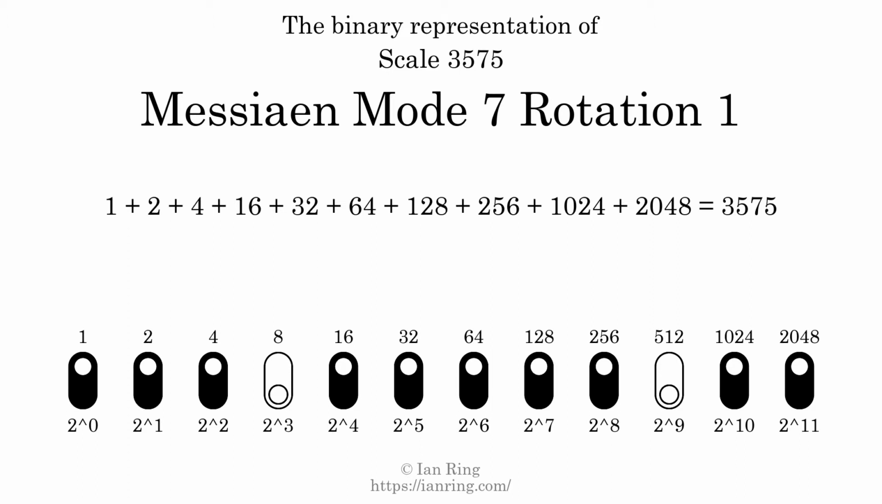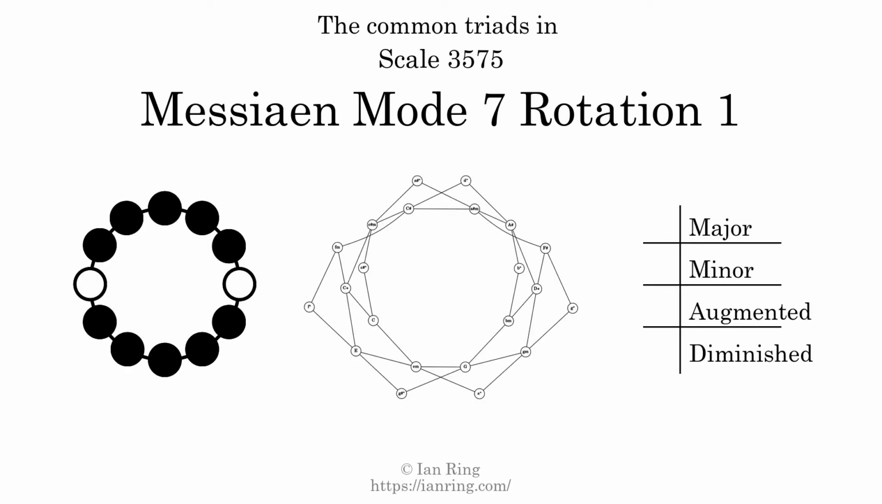3575. The scale number not only enumerates the scale with a unique index, but it also literally describes the tonal content of the scale. Represented as a binary number in base 2, the scale number is 110111110111. Here are the common triads present in this scale.